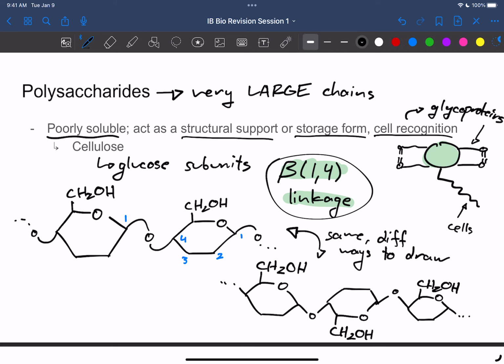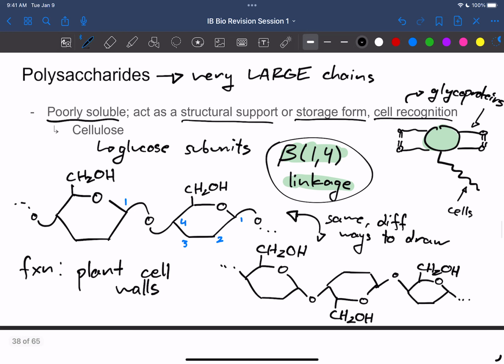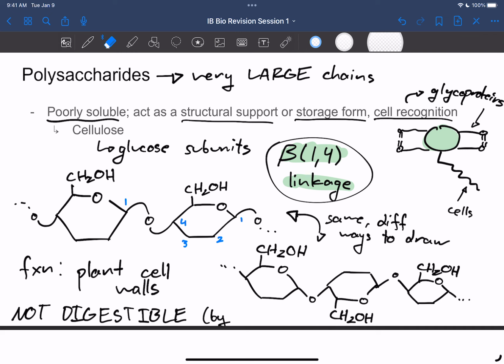So that's cellulose. Well, what's the function? The function is plant cell walls. And these are not digestible by humans. Something like cows, they can digest it with special bacteria, and they have very complicated gastric tracts because they eat grass, which has cellulose, and they use all of that to create energy. But for us, they are not digestible.